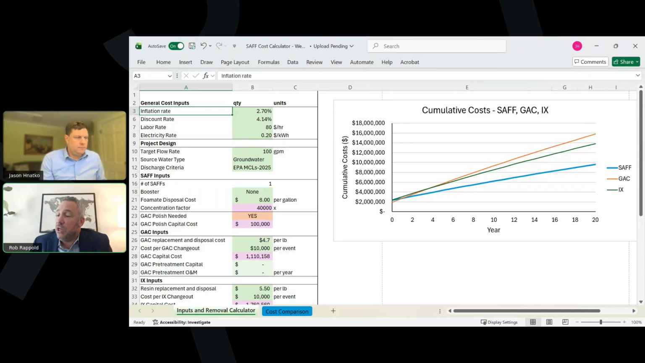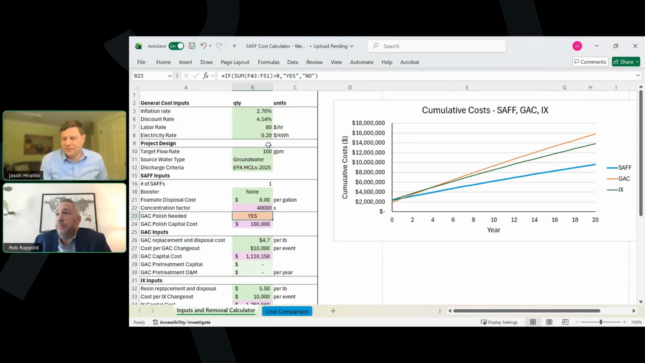Due to the high concentrations, we'll also add in a GAC polish step. Jason mentioned the tool's ability to do that. So we'll add that in here, which may or may not be needed in an actual scenario. But for the purposes of showing the capabilities of the tools, we'll do that. So our goal is to meet the EPA MCLs in this scenario, and we assumed 100 gallons per minute for the system size. So Jason, if you want to walk us through.